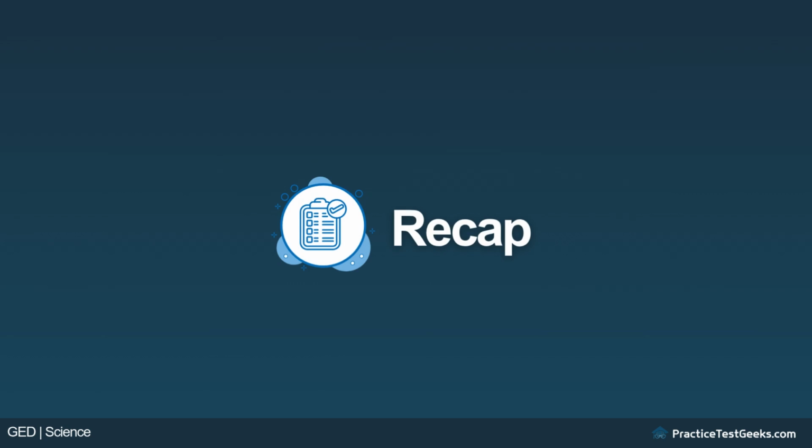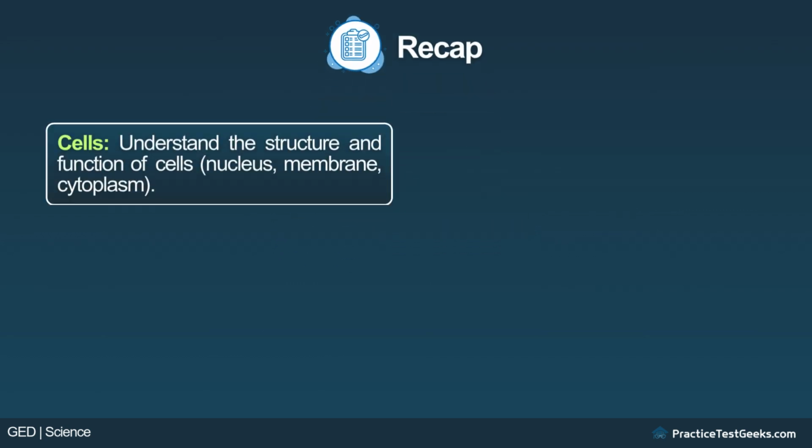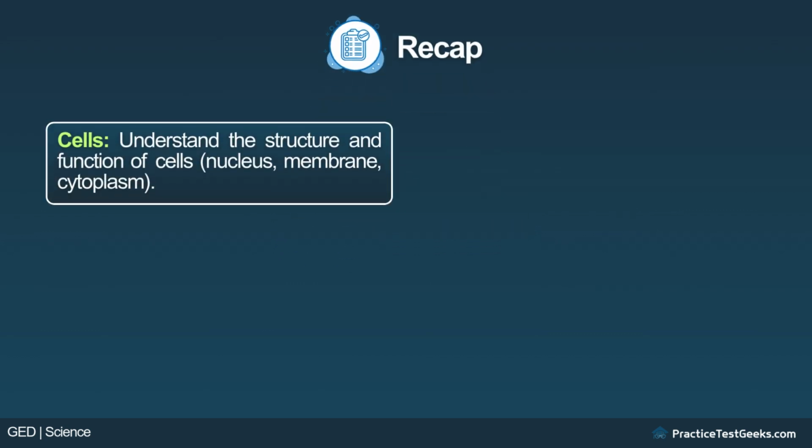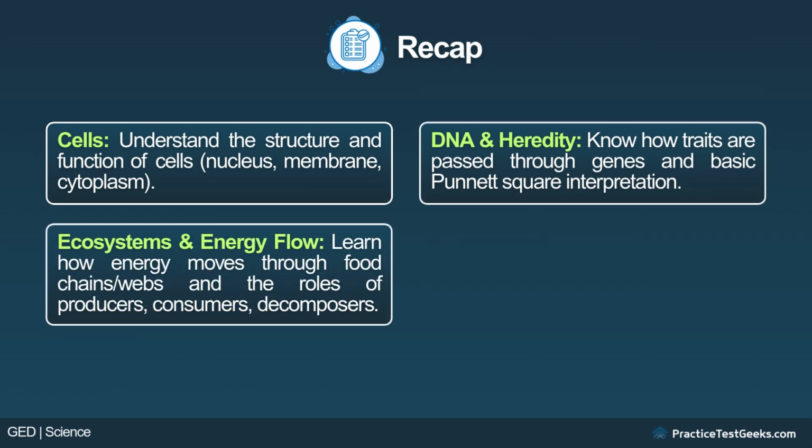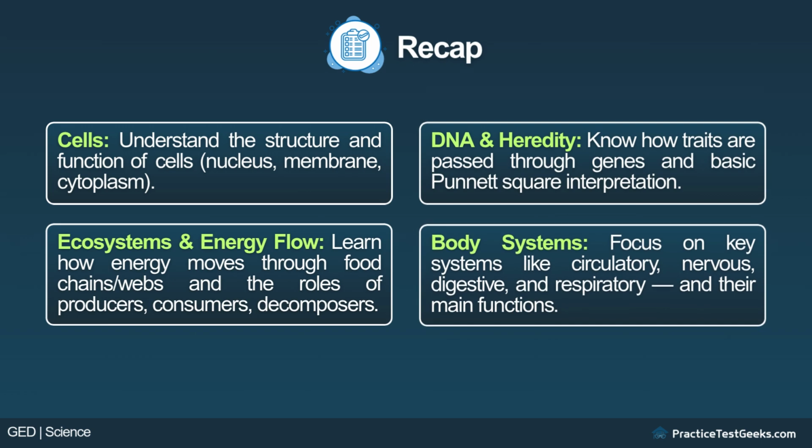In this GED Life Science lesson, we covered everything you need to know for the test: the structure and function of cells, how DNA and heredity work, how energy flows through ecosystems, and the essential body systems. Focus on understanding functions, identifying roles, and interpreting diagrams. These are common GED science question formats. This foundational knowledge not only helps on the exam, but also strengthens your understanding of the living world around you.